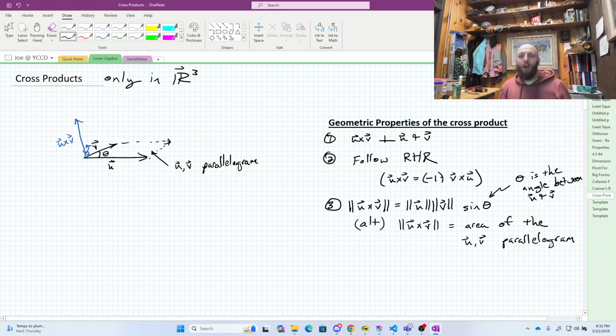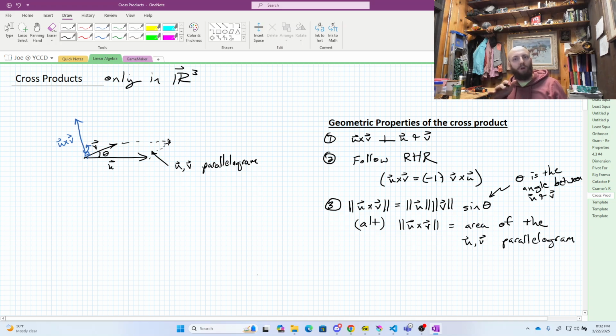Okay, and these three properties are enough. When we take Calc 3, we end up doing a lot of what we call surface integration, right? We're trying to find the area of funny surfaces in space. And in order to do that, we need the cross product.